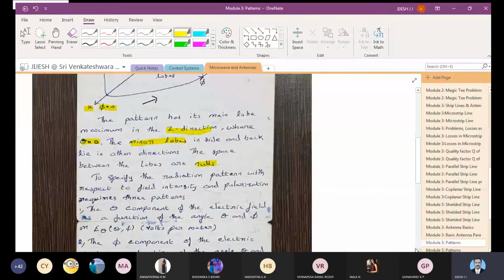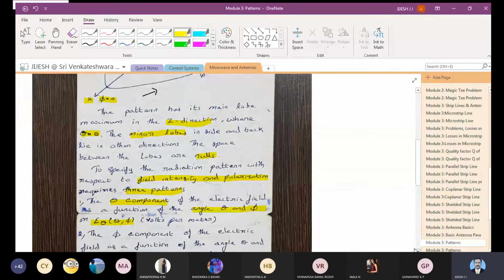So to specify the radiation pattern with respect to the field intensity and polarization requires three things, that is three components we are going to see. The theta component, the first one, theta component of the electric field as a function of angle theta and phi. So we write it as E theta (theta, phi). Its unit will be volts per meter.